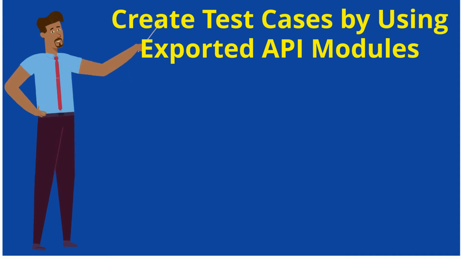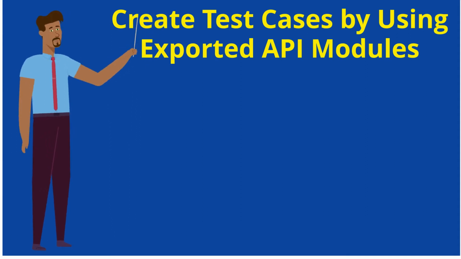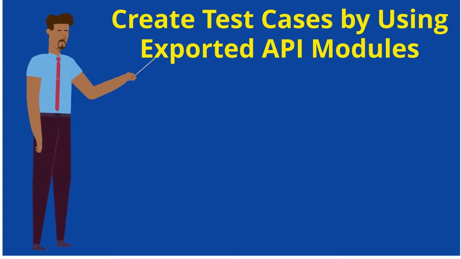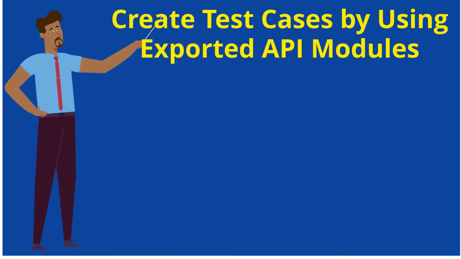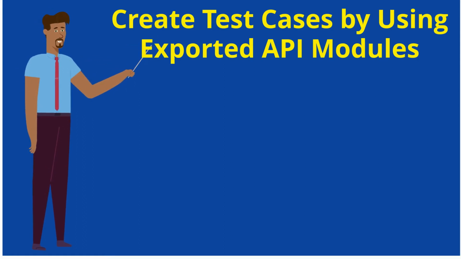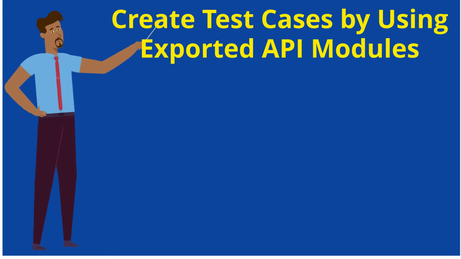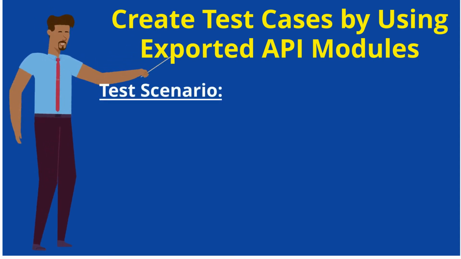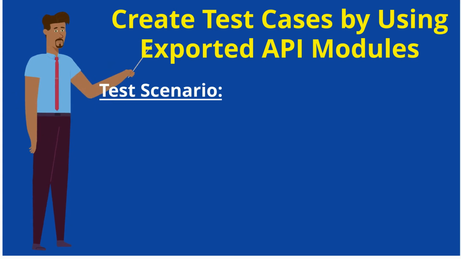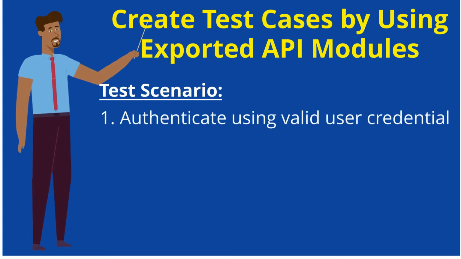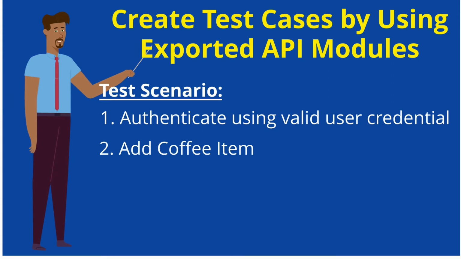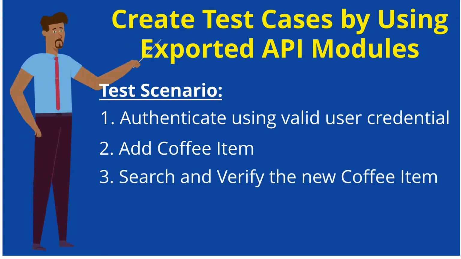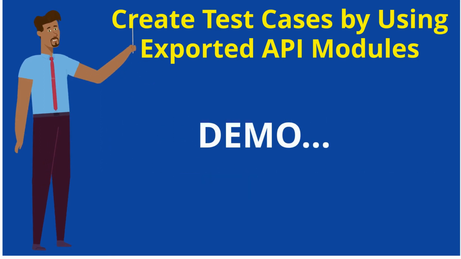Now I will guide you to create the test cases with the help of API modules which are created during the export. This is a similar approach to create Tosca test cases for any UI application. Here we will perform a sample test scenario for the Swagger application. The steps are: 1. Authenticate using valid user credentials. 2. Add coffee item. 3. Search and verify the new coffee item. Let's start the demonstration now.